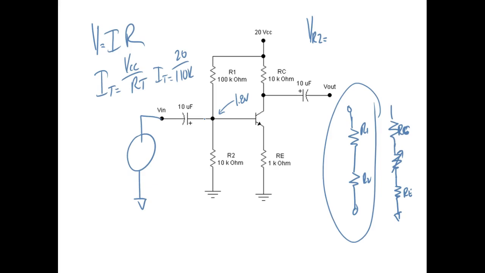Now I can just use Kirchhoff's law. I don't have to do any more math. I could take that current, or I could use Kirchhoff's law. I could say VR1 would be equal to 20 volts minus 1.8. Huh?